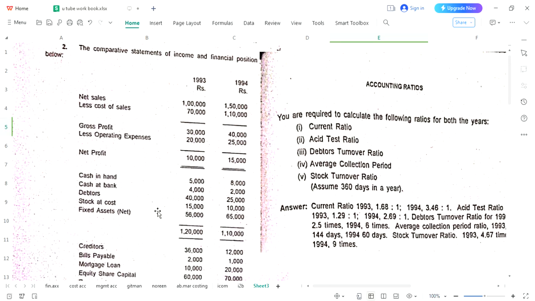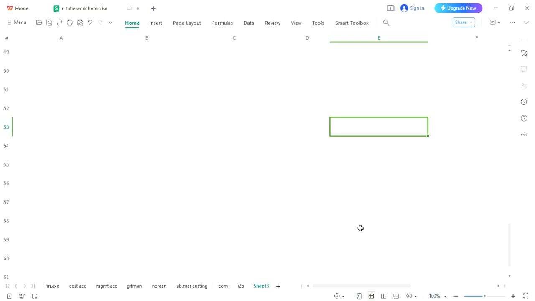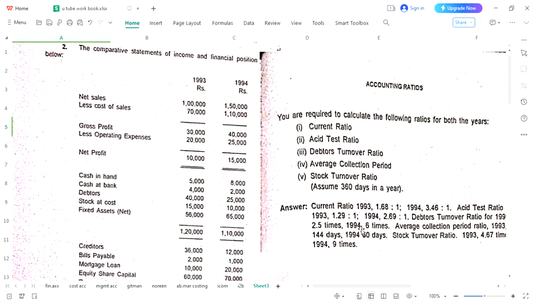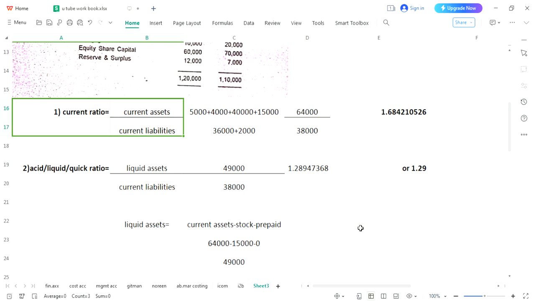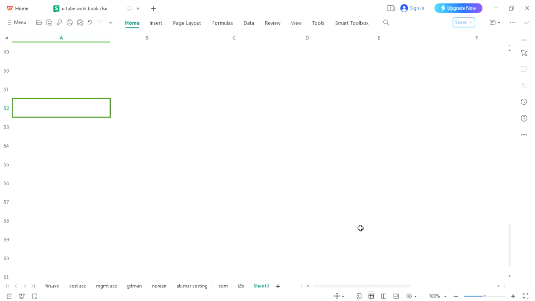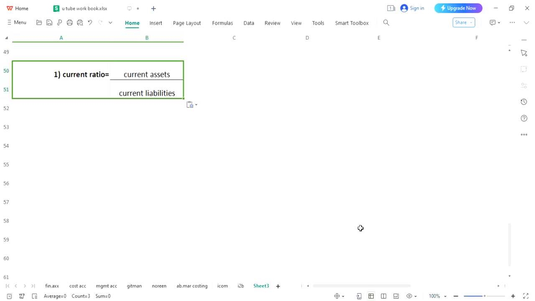Now it's better to solve second year by yourself, but since it's the beginning, we are going to solve second year as well, because there is something to understand. Here we have two differences, and I am going to show you how to tackle those differences. So let's start with the current ratio. Since it has already been solved, I will take help from here. Instead of writing again here, let's put current ratio.